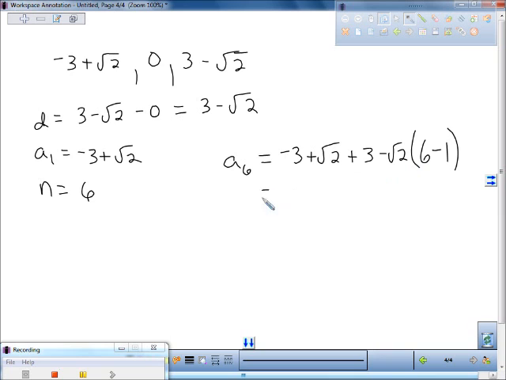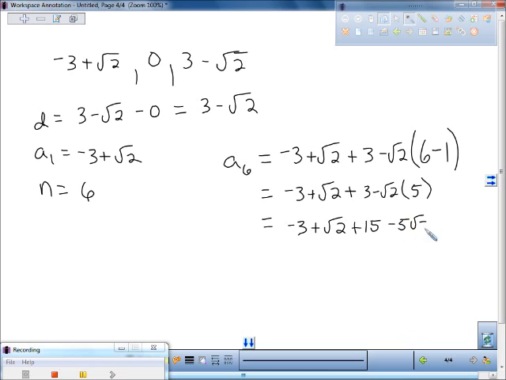Now we'll bring this down: plus 3 minus square root of 2. Go ahead and simplify this. We get 5. Now when we multiply 5 times this, we multiply 5 times the 3, and then 5 times negative square root of 2. So we'll end up with negative 3 plus square root of 2 plus 15 minus 5 square root of 2.